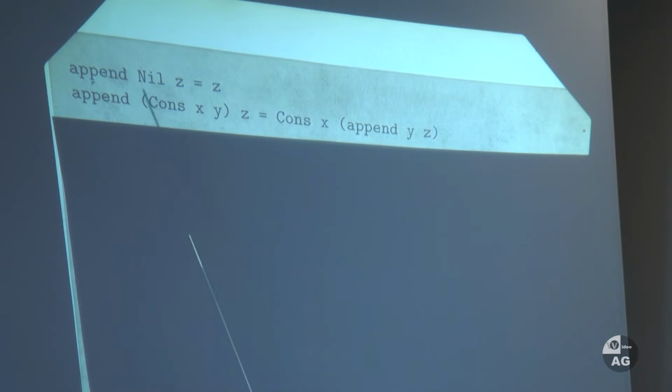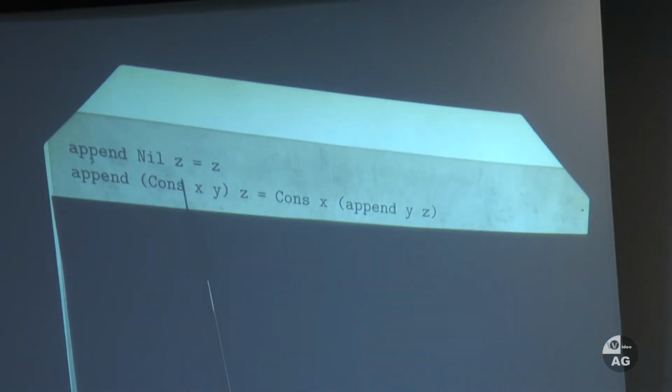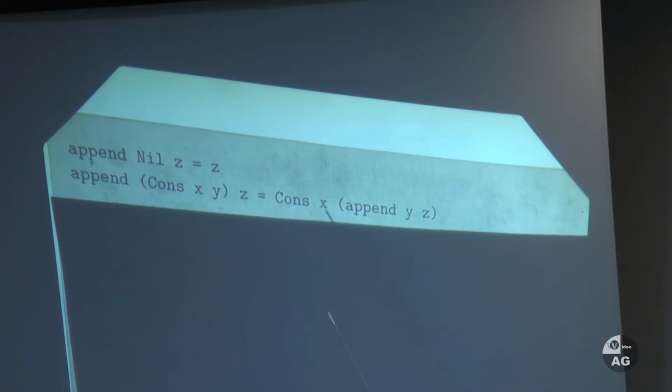If you want to append the empty list with another list z, the result is z. And if you want to append a non-empty list like this with another list z, well, this is the list that starts with x, and the remainder of the list is y. So the resulting list will also start with x. So the result is cons x. And now we call append recursively on the rest list y and on the second argument z. So this is the natural implementation of append, but it's not simple Haskell.